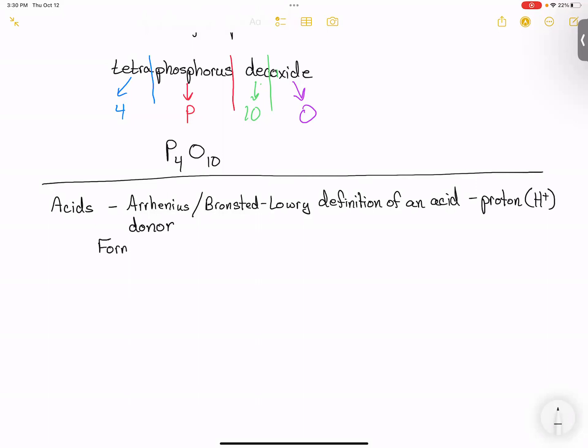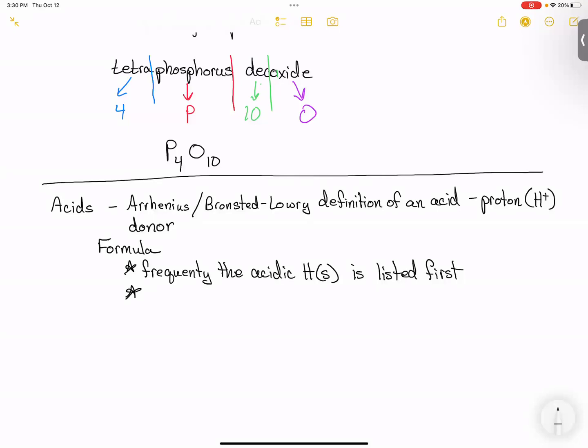For the formula, there are some key pieces. The first is that frequently, not always, but frequently, the acidic hydrogen or hydrogens is listed first. The second is again the same as we found for the hydrogen with group 15, 16, and 17, is that the number of hydrogens equals the magnitude, the numerical value, of the anion charge.